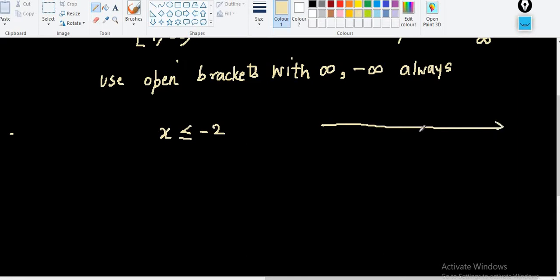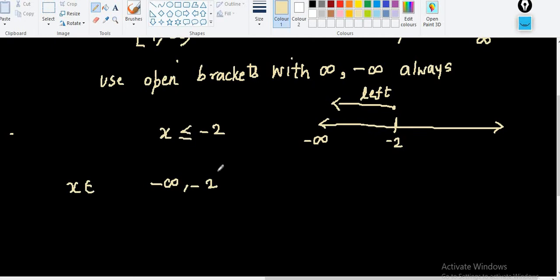Suppose the question is x is less than or equal to -2. If you check on the number line, you have -2 somewhere here and you want numbers which are less than -2. So they must be present on the left hand side. So you have all the numbers between -infinity and -2, and you have inequality with an equal sign. So what you will write is x belongs to -infinity and -2.